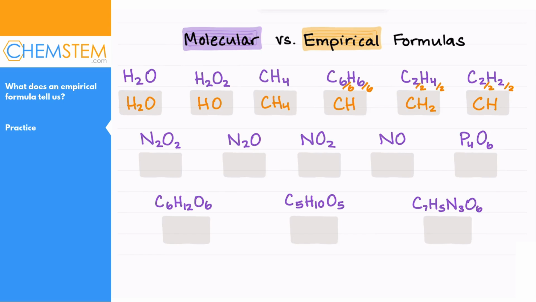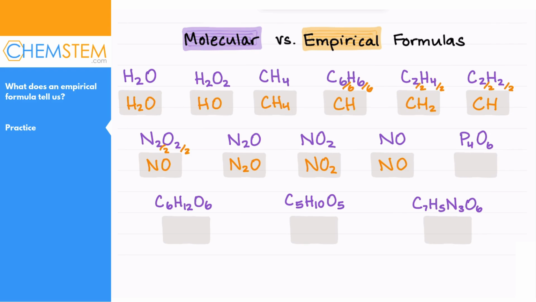Then we have N2O2, which has a similar result as the last one. It's just going to be NO, because if we reduce this ratio of 2 over 2, we get 1 and 1. N2O, though, does not reduce anymore, so we get an empirical formula that matches the molecular formula. And the same is true for NO2. It becomes NO2. Now, NO is already as simple as it can get for this molecule, so the empirical formula is the molecular formula as well.